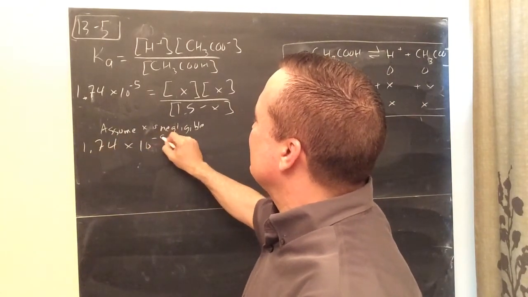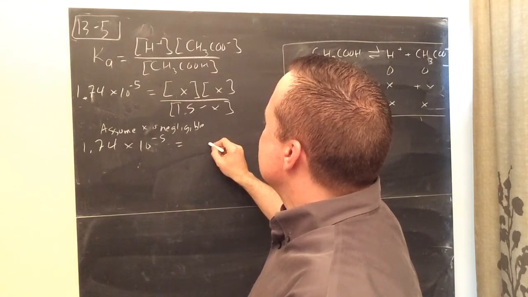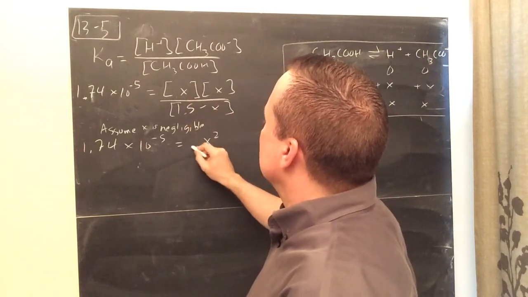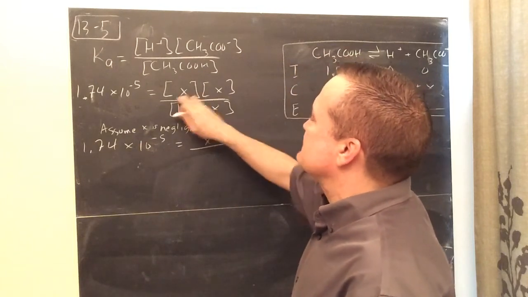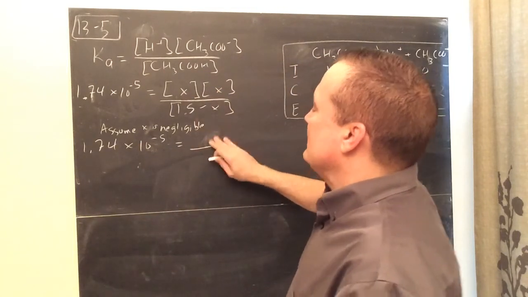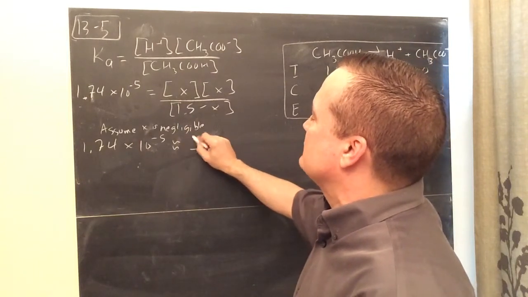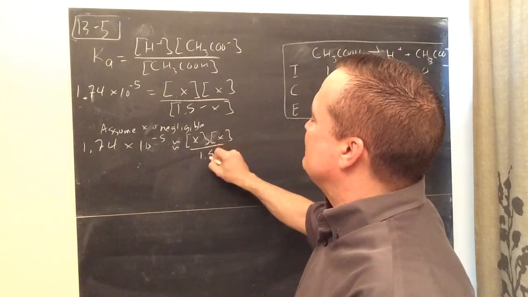1.74 times 10 to the negative 5 equals x squared. I'll go on and multiply those two, divided by, and we're going to ignore that x. You could just say x times x over 1.5. Technically, it's better to put approximately equal to x times x over 1.5.